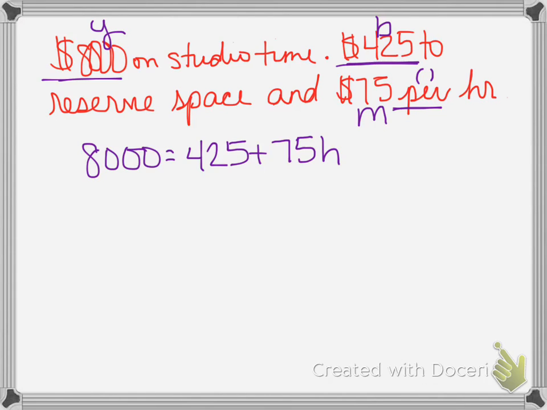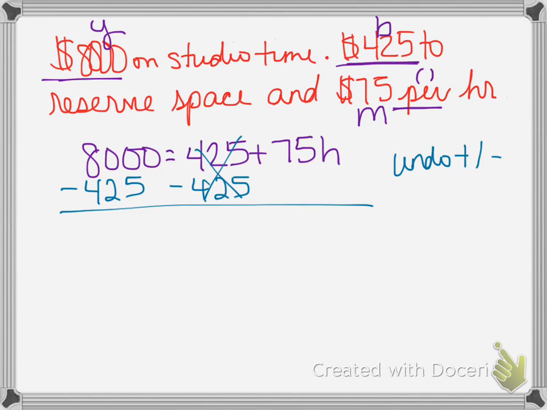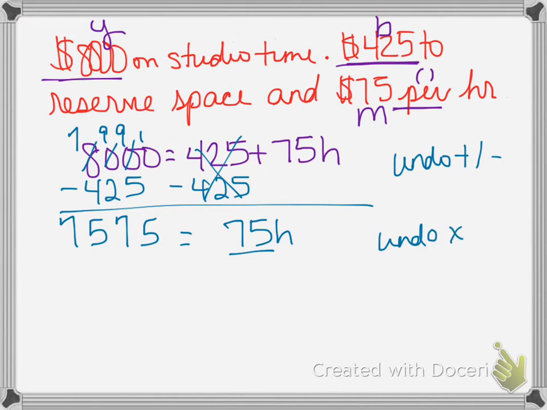Again, we're going to go through those steps. We're going to undo the add subtract. So we're going to take away 425. You always want to move the one without the variable. That's your add subtract. You're going to need to borrow here. I did not line up well, I apologize. This is a 9, this is a 7. So 10 minus 5 is 5. 9 minus 2 is 7. 9 minus 4 is 5. So 7575. I need to undo my multiply divide.